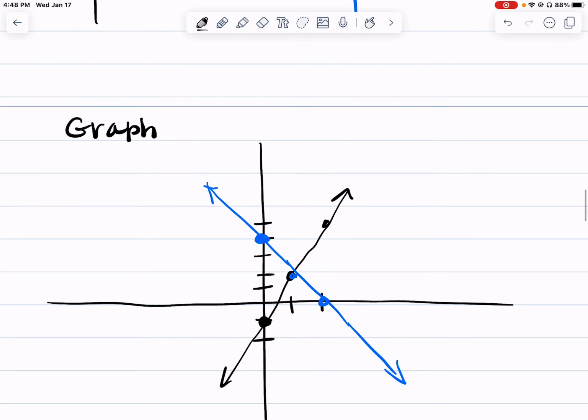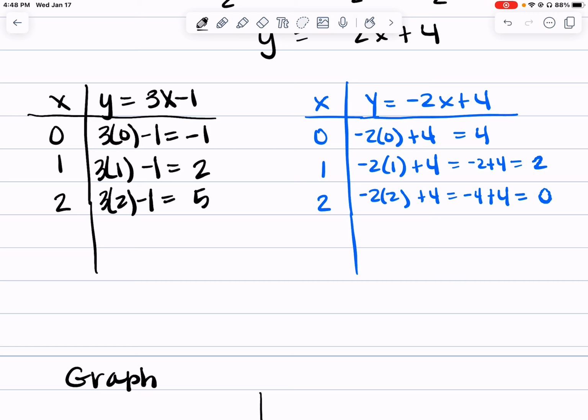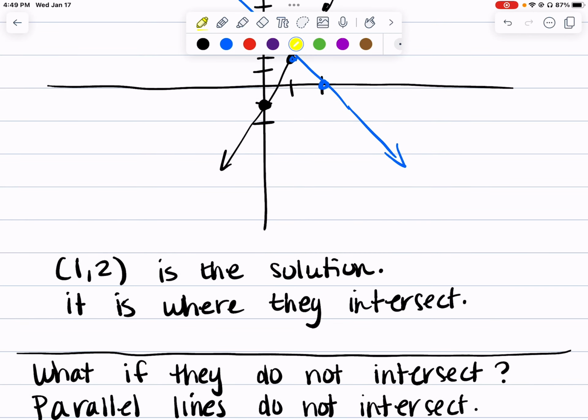And when we graph those, we can see that they cross at 1, 2, which was our solution. We can also see in the table they both have what point here? They both have this point 1, 2. Okay, that's where they're crossing. Okay, 1, 2 is the solution. It's where they intersect.